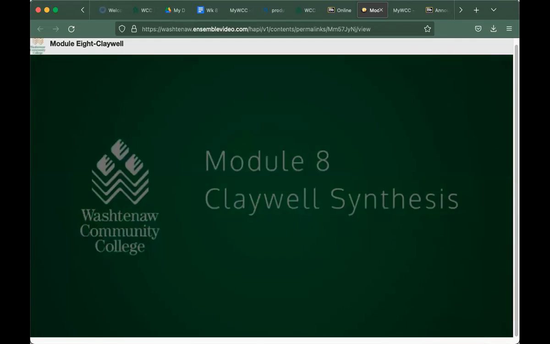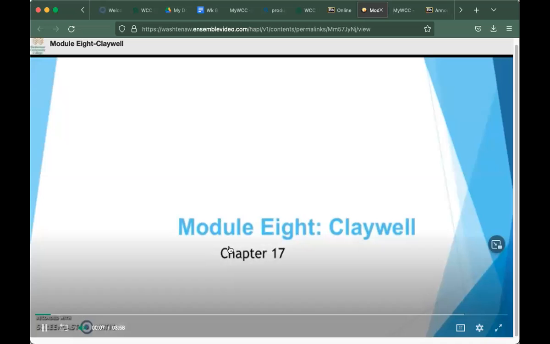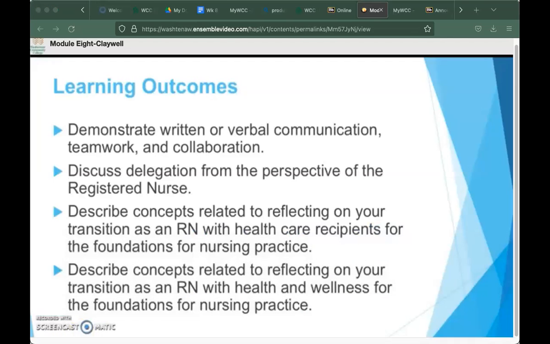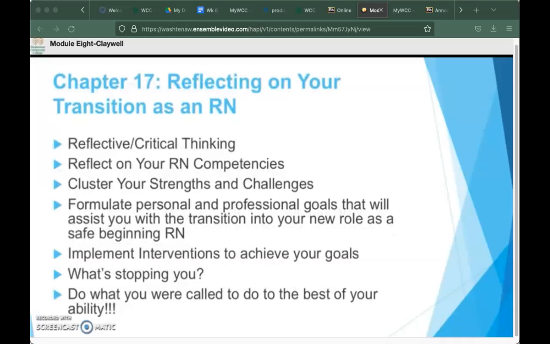All right, so this is going to be a synthesis of Clayton Willis, chapter 17. These are going to be the learning outcomes that we're going to be covering. So this week on chapter 17, we're going to be talking about reflecting on your transition as an RN, registered nurse.